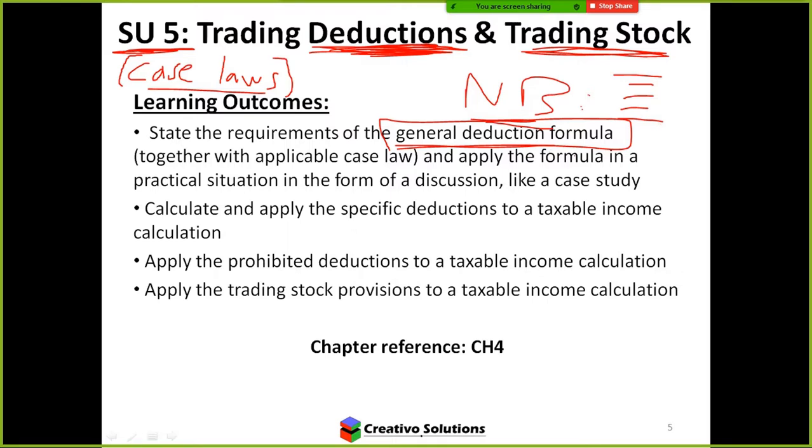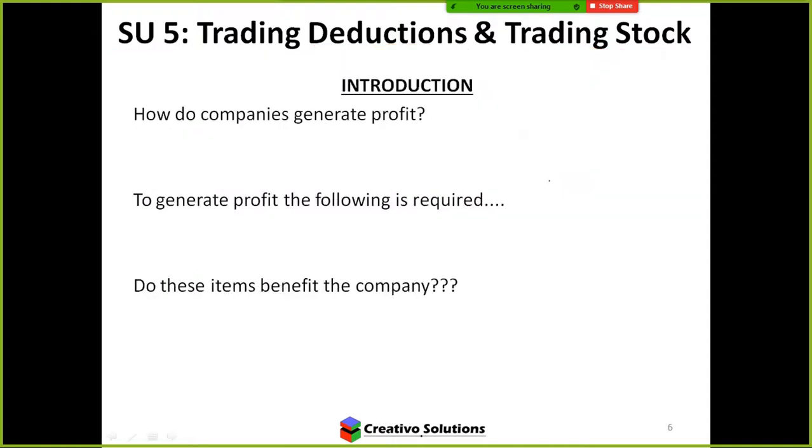We'll look at calculating the specific deductions. We'll be looking at prohibited deductions and we'll be looking at trading stock provisions. That's everything that we need to look at in terms of learning outcomes. So just to get us started, just to get you thinking about this, let's call it a topic: how do companies generate profits?